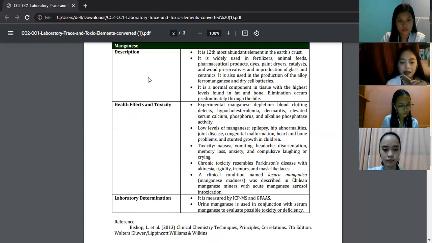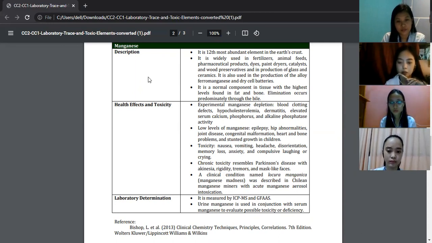So lastly is the laboratory determination. It is measured by ICP-MS, or inductively coupled plasma mass spectrometry, and GFAAS, which is graphite furnace atomic absorption spectrometry. And urine manganese is used in conjunction with serum manganese to evaluate possible toxicity or deficiency. So that's all for trace and toxic elements.